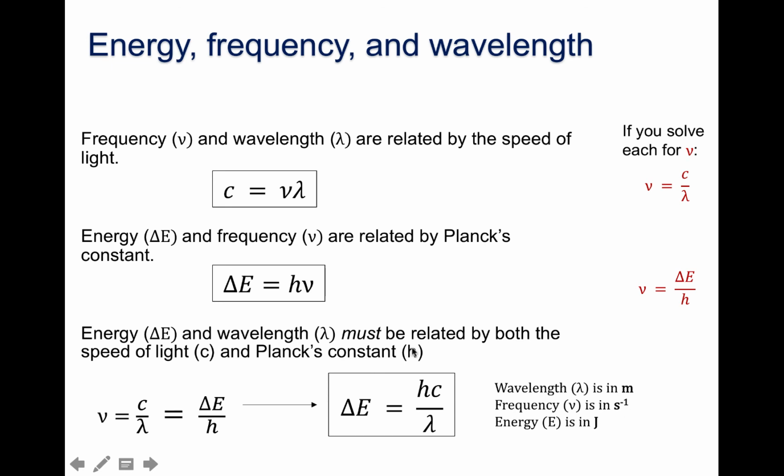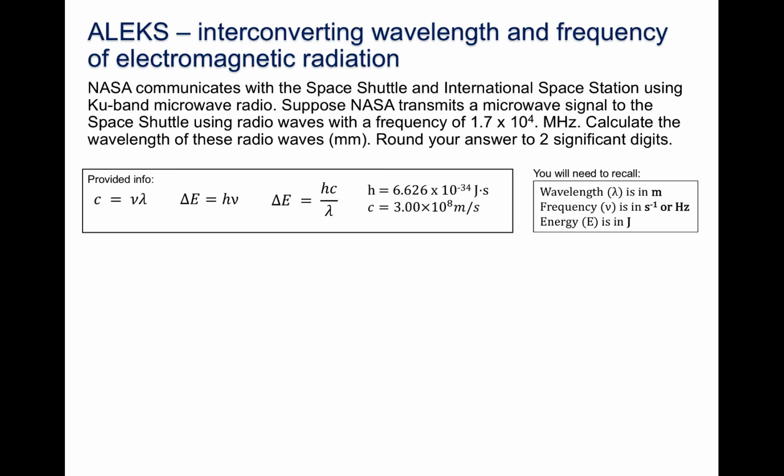So let's do a couple of example problems where we practice using these equations and choosing the correct one. This is an ALEKS example. Don't be deterred by the large number of words in the question. It's actually a pretty straightforward question. I'm not going to read all of it to you, but the important parts of this question that you should be able to pick out is that we have radio waves that have a frequency of 1.7 times 10 to the 4 megahertz.